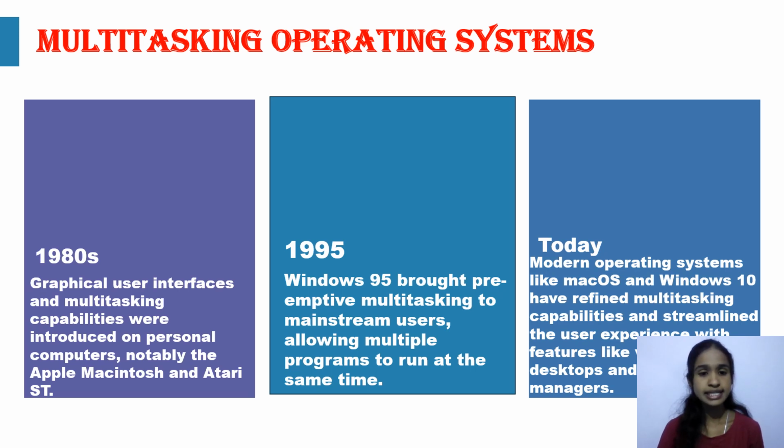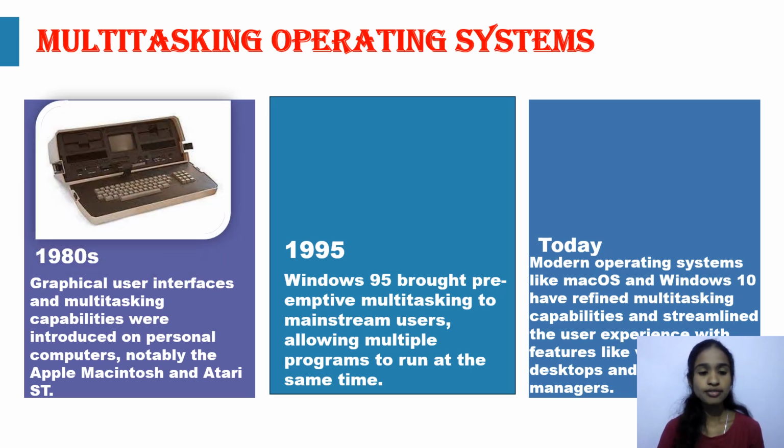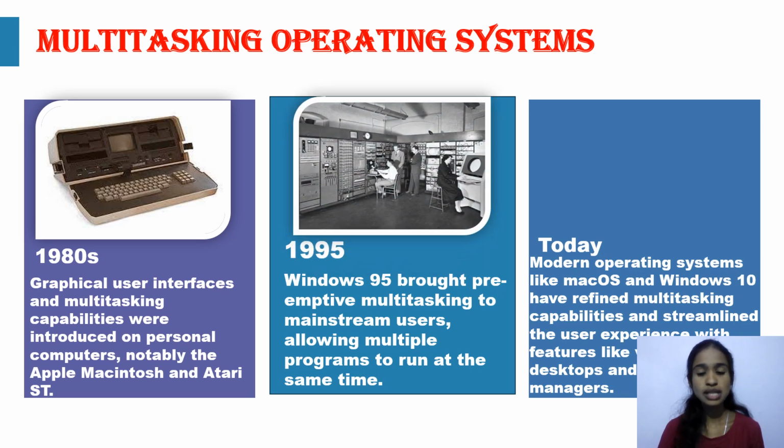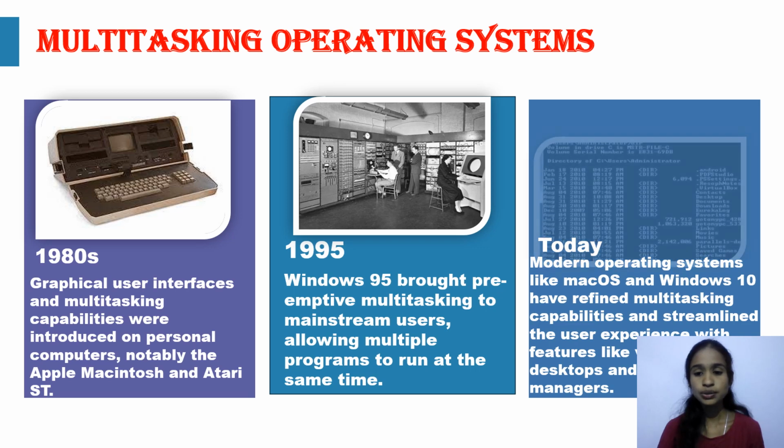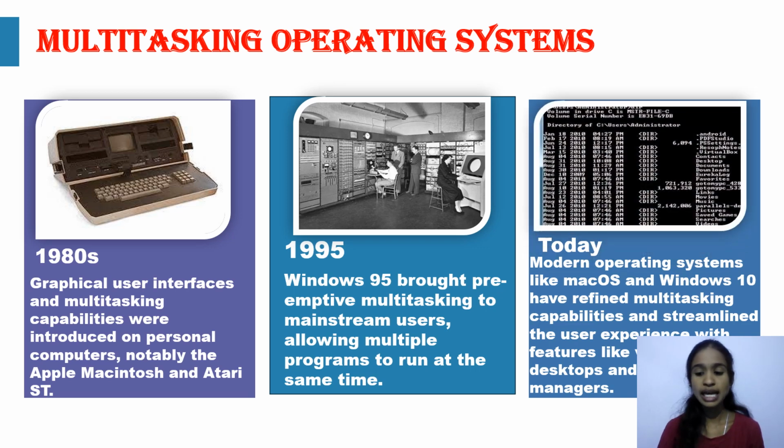Multitasking operating systems. In the 1980s, graphical user interfaces and multitasking capabilities were introduced on personal computers, notably the Apple Macintosh and Atari ST. In 1995, Windows 95 brought primitive multitasking to mainstream users, allowing multiple programs to run at the same time. Today, modern operating systems like Mac OS and Windows 10 have refined multitasking capabilities and streamlined the user experience with features like virtual desktops and task manager.